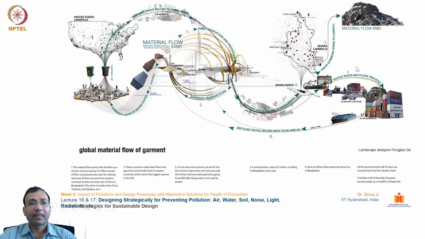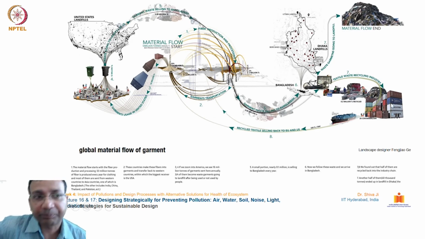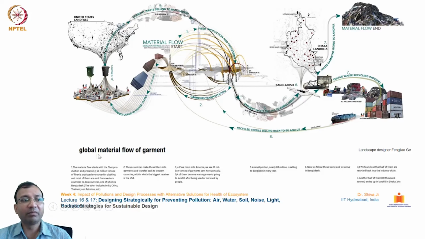Let's see another example, where we will see how a garment, as a material, flows from the beginning of its life until the end, when it completes its life cycle. We will observe how it carries its journey over a longer period of time. So this is the global material flow of garments. You can see it starts at point 1 over here, as the material flow starts from here.